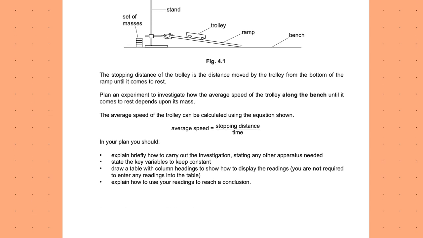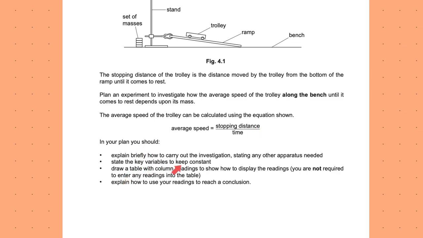The stopping distance of the trolley is the distance moved by the trolley from the bottom of the ramp until it comes to rest. So this distance is what we are measuring. Plan an experiment to investigate how the average speed of the trolley along the bench varies, and how that depends on the mass. Average speed of the trolley can be calculated using this equation, stopping distance over time.